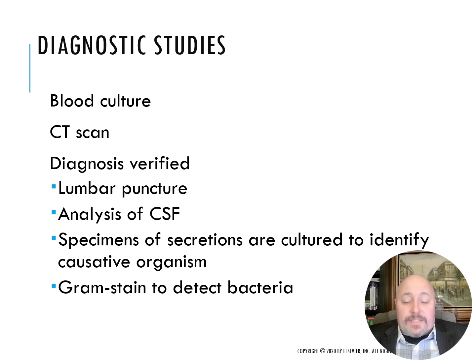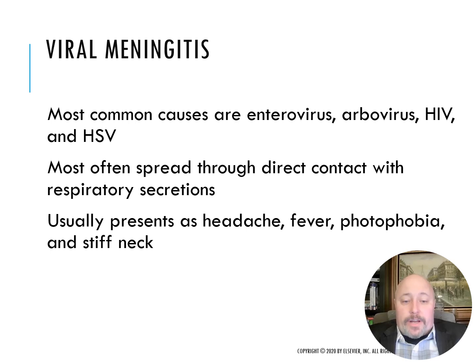For diagnostic studies, these would be done with a blood culture, CT scan, and the diagnosis verified by things like a lumbar puncture, analysis of the cerebrospinal fluid, specimens of secretions that are cultured to identify any causative organism, as well as the gram stain to detect the bacteria. For viral meningitis, the most common causes are enterovirus, arbovirus, HIV, or herpes simplex virus. They most often spread through direct contact with respiratory secretions and usually present as a headache, fever, photophobia, and stiff neck.